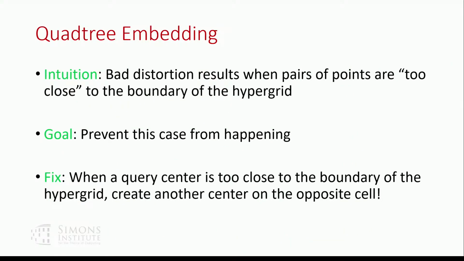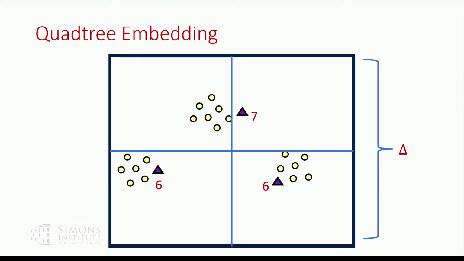So to fix this, we say that we have a different construction on the Quadtree. We're going to do the same thing as before, but when a point is too close to the boundary, we make a copy of this point on the other side. So we project the center across the boundary of the hypergrid. Now these points are in the same cell, so they don't have that much distortion. Now, what's the condition for doing this?